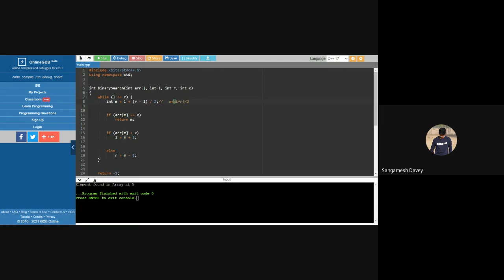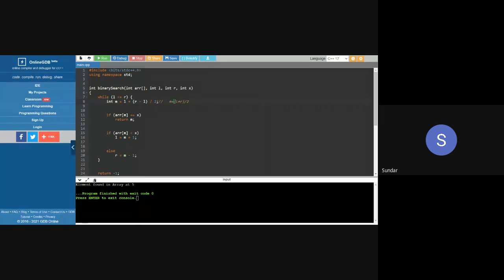The one who tells this gets placed in Amazon for sure. Okay, kidding, but yeah. Can someone please tell me why am I doing L plus R minus L by 2 and not just L plus R by 2? Both of them are almost the same. Do you have an idea of why we are doing it that way?